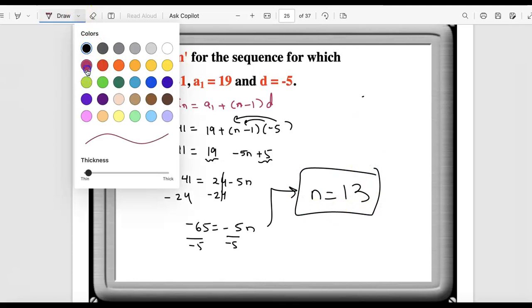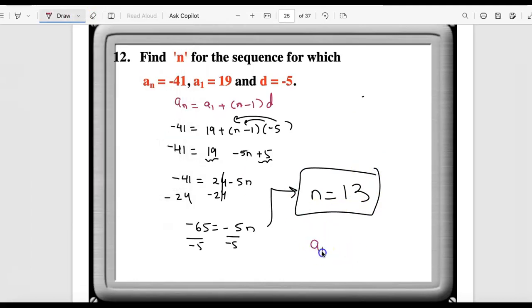So our conclusion is a sub 13 is what? A sub 13 is negative 41 over here. So I can say my 13th term is negative 41. But the question was talking about finding n, which we already got. That's your 13. Make sure you copy each and everything in your notes. If you already got the answer, phenomenal job. You are going in the right way.